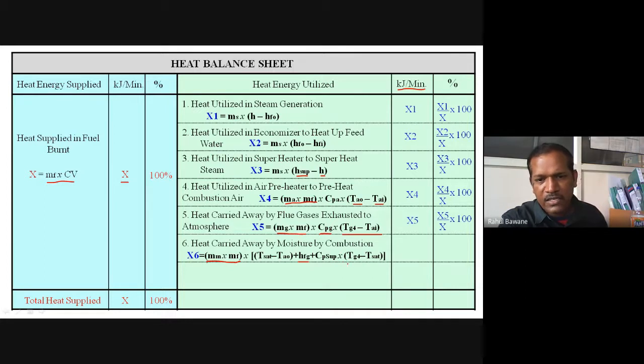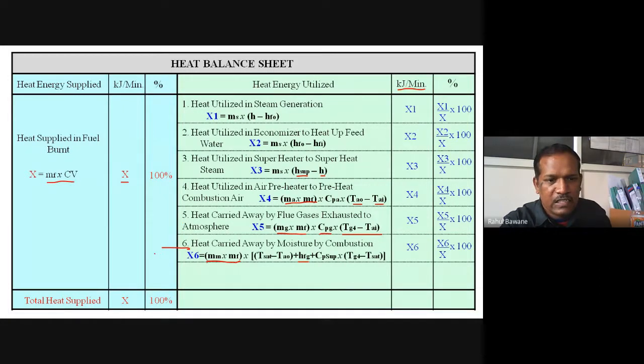Multiply by the temperature change, so temperature Tg4 minus T saturation. Suppose this amount is X6. So what percentage is there? Many times this sixth part is not considered. Why is it not considered? Suppose the mass of moisture is not given. If the mass of moisture is not given, then we cannot calculate this sixth part. So we are able to calculate only up to five parts.